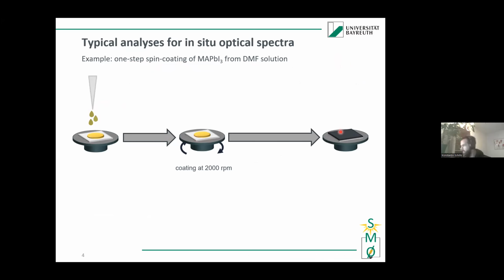So for this system, it is known that the resulting film is not very nice. We have this needle structure here, which forms; this is a solvent complex phase, so solvent molecules form an ordered structure with the adducts MAI and PbI2. And these solvent structures are then partly transformed to perovskite. Okay, for this coating, the typical spectra that we get look like this.